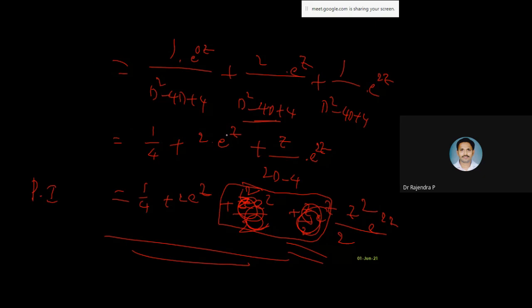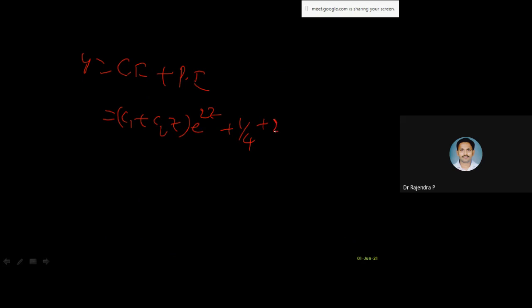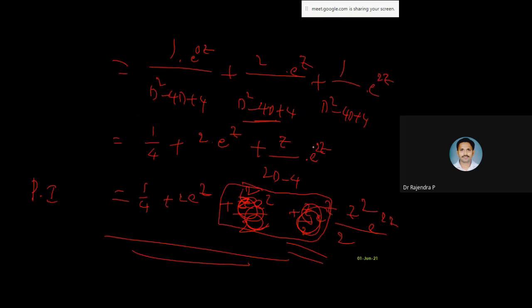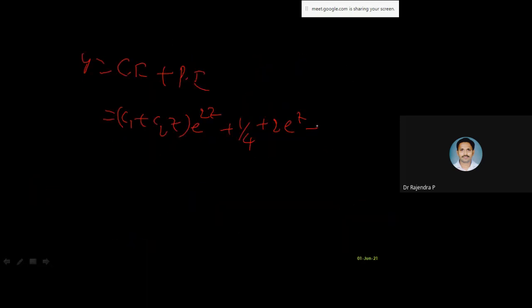Then we'll go with the complete solution, complementary function plus particular integral: (c1 plus c2 z) into e power 2z, plus 1 by 4, plus 2 e power z, plus z square by 2, e power 2z. So this entire y is in terms of z, but basically we know that x is equal to e power z that we have taken.